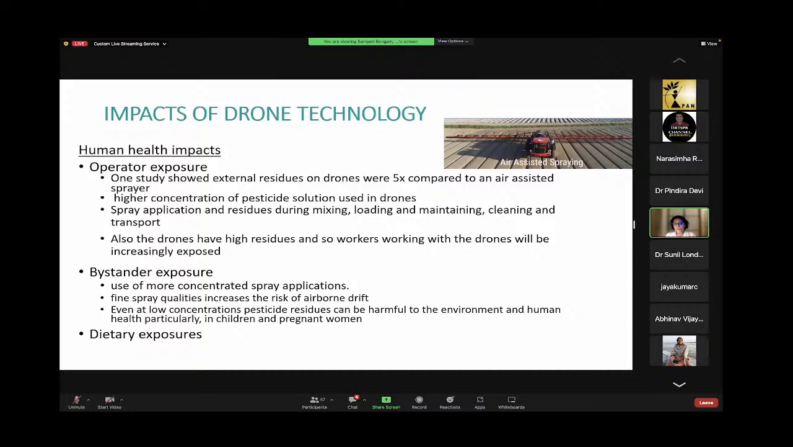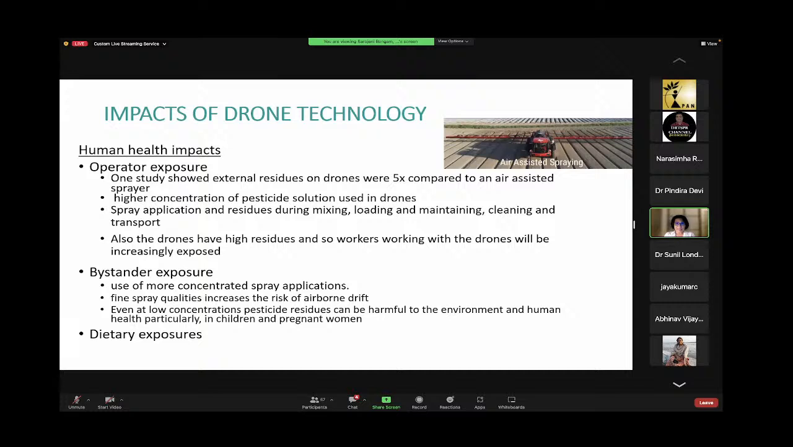And so the operator exposure, or the worker exposure, covers both mixing, loading, and maintaining, cleaning, and transport. All of that in terms of the drone technology. So the drones have high residues, and so workers working with drones will be increasingly exposed.